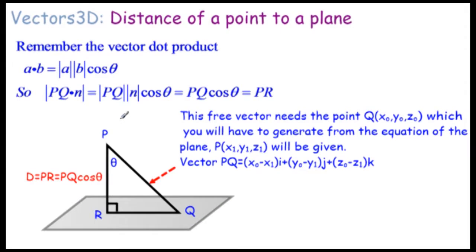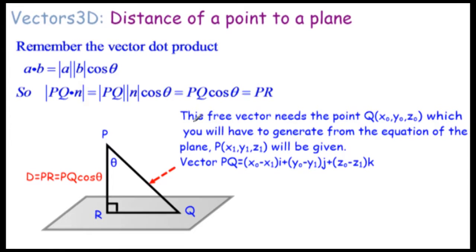So what do we do? Well, here we go. PQ.n is basically the length of PQ times the length of n, which we know is 1, a unit vector, times the cosine of the angle between the vectors. You can see this is basically PQ cos theta, which is PR. So PR is D, which is what we're after.